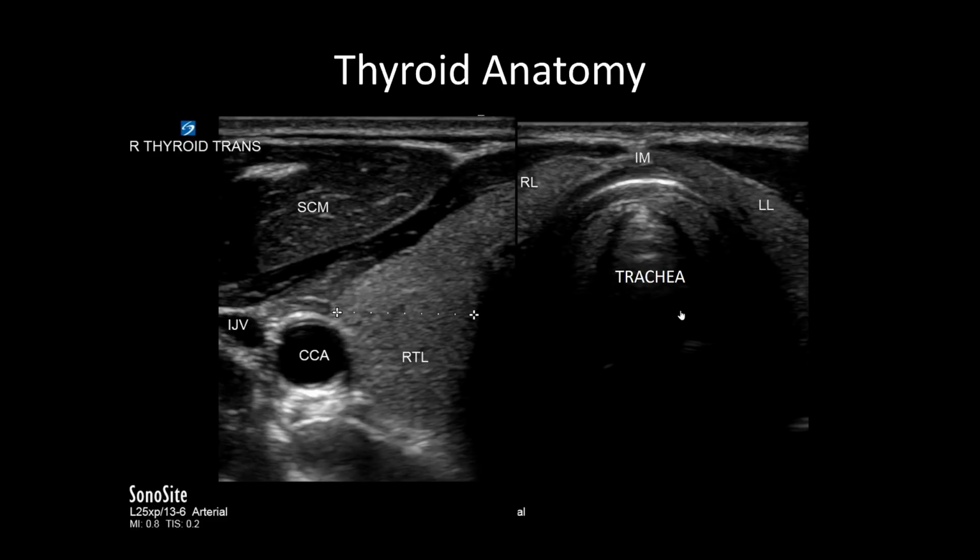The thyroid anatomy is demonstrated here, with the isthmus just anterior to the trachea, the left lobe of the thyroid, and the right lobe of the thyroid tracking laterally and posteriorly. As we move lateral, the carotid artery will be visualized, and then the internal jugular vein. Just anterior to the great vessels is the SCM.